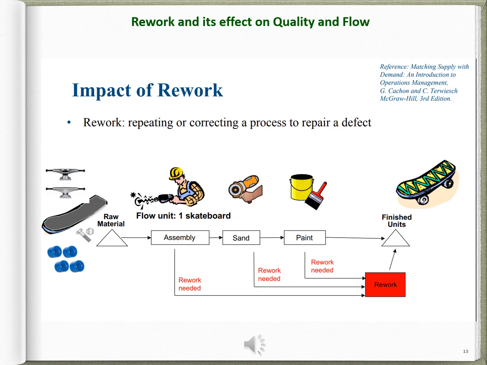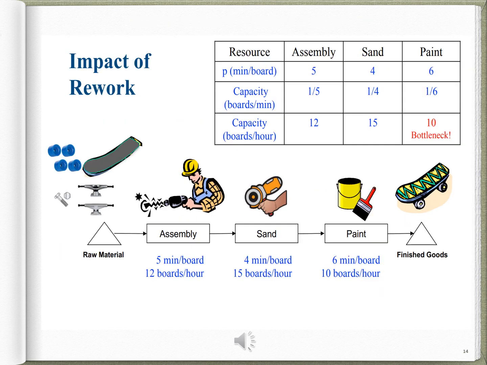In some processes, the operator conducts rework in each station or step, while in others, rework is done in a special station dedicated to reworking. Consider the simple example of manufacturing a skateboard. The first step, assembly, lasts 5 minutes per board. Sanding, the next step, lasts 4 minutes per board. Finally, painting lasts 6 minutes per board.